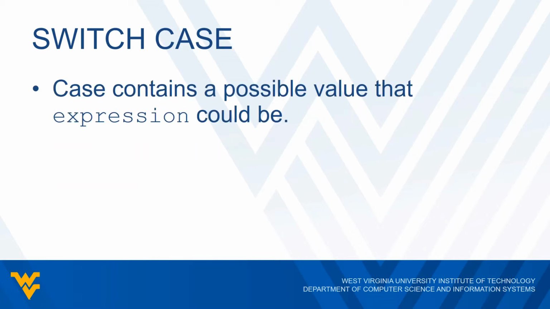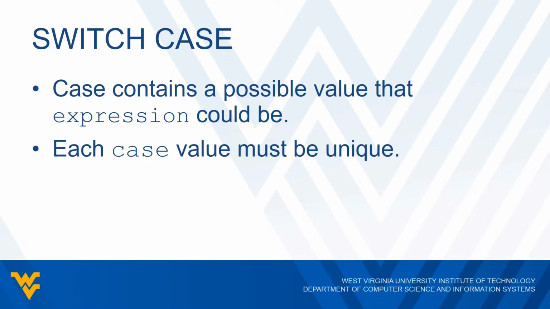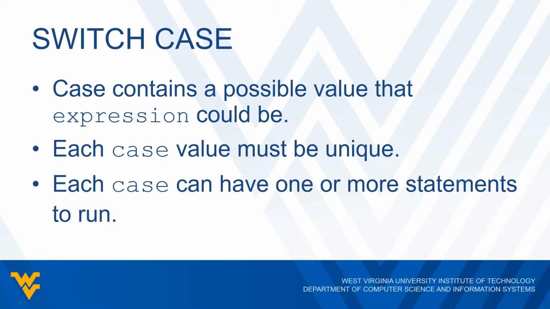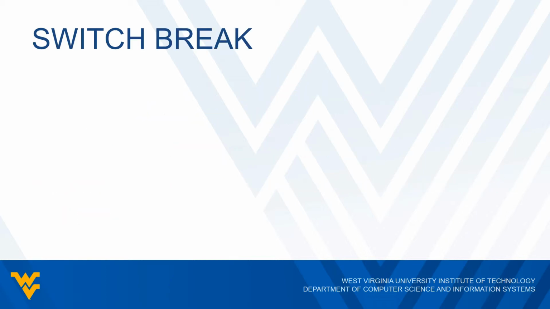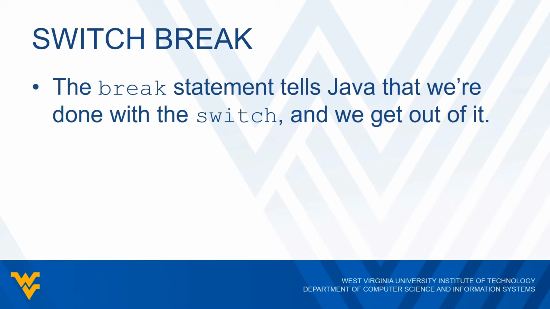Each case contains a possible value that the expression could be, because as we said, the whole purpose of this is our expression can evaluate to one of several possible values. So each case is going to handle one of those specific values. That means each case value must be unique. We can't have duplicate case values. And each case can have one or more statements to run. So you can have just one line of code in there. You can have as many lines of code that you want. You just have to make sure that you end it with that break statement. So like I said, the purpose of the break statement is it lets Java know that we're done with the switch statement. We can just simply get out of it.